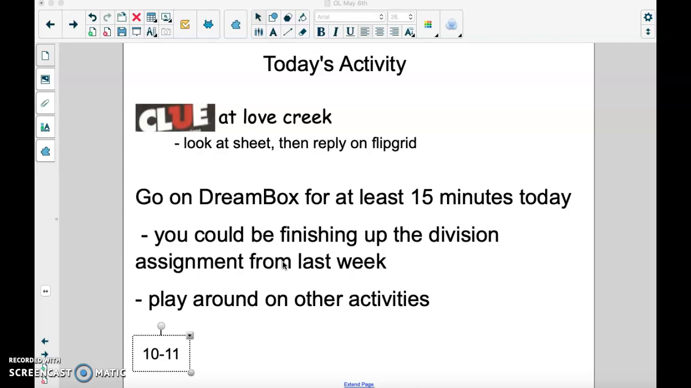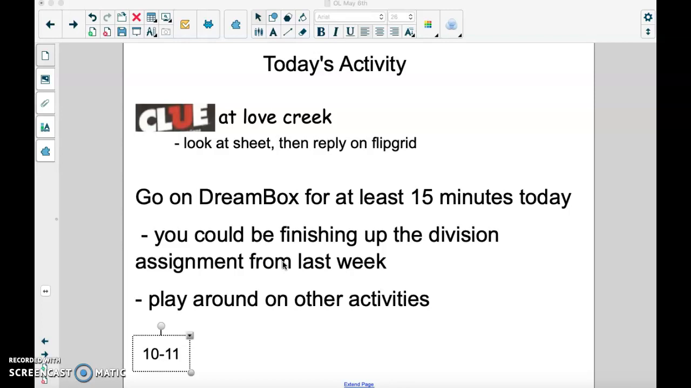I will be looking on my end, guys. I can see who is on and how long you are on. All right, so some of us have really been killing it in terms of the amount of time. It's been awesome to see how much you've been doing it. But please make sure you're on there at least 15 minutes.